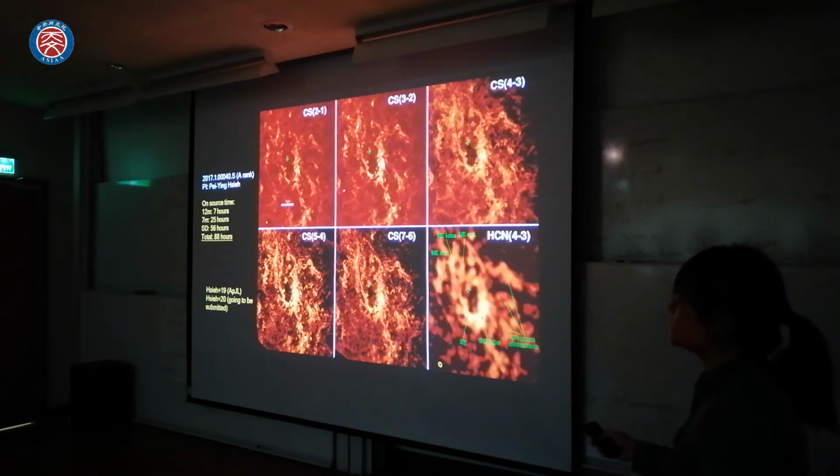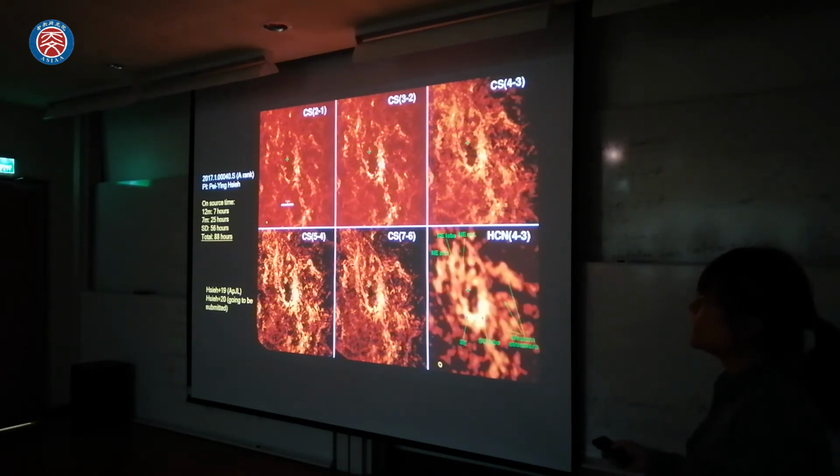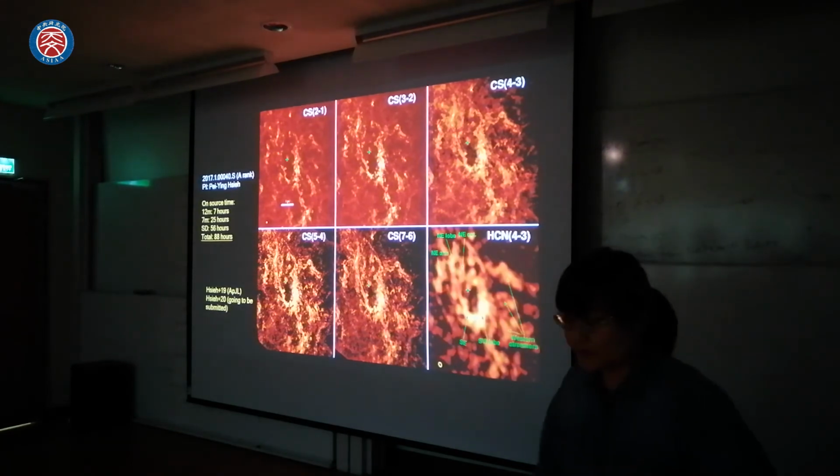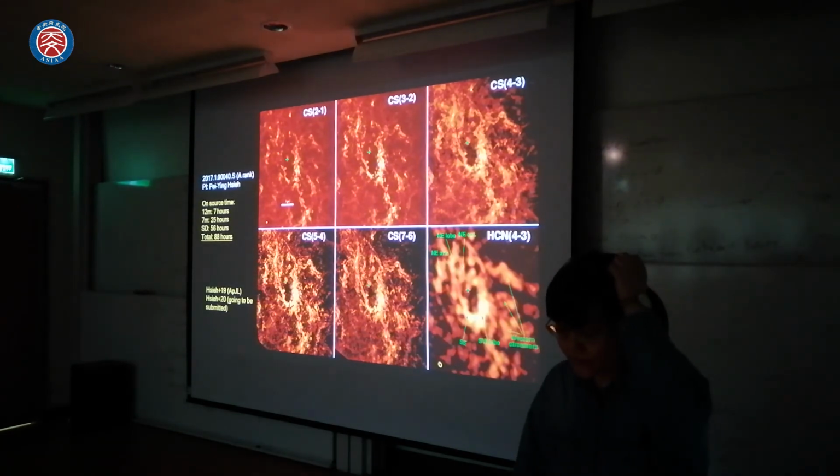We can see, consistent with the previous understanding, the CND, because of its highly excited nature, is more clearly seen toward the high-J lines. So this is the first thing you can see in this image. And for more information, I will tell you later.